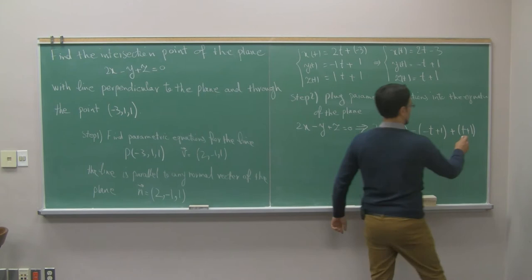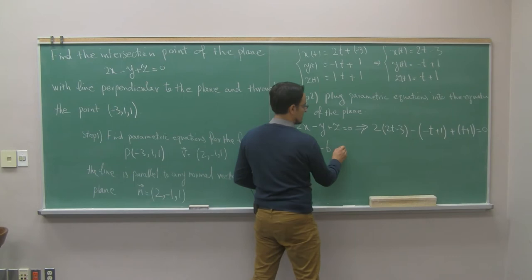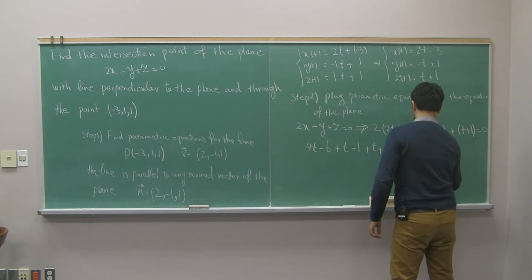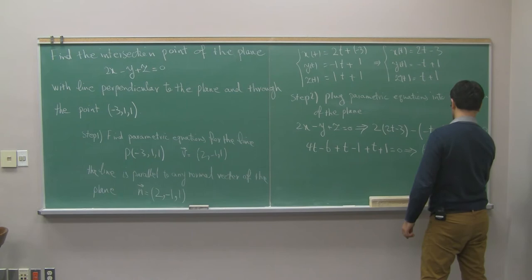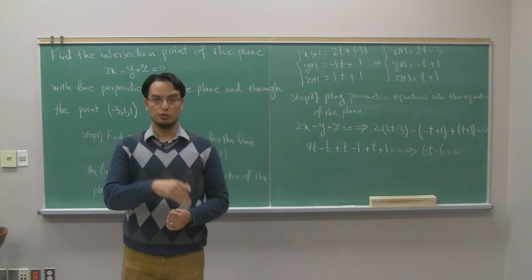Okay, let's simplify this equation. I have 4t minus 6 plus t minus 1 plus t plus 1 equals 0. 4t, t, t, I have 6t, 6 times t, minus 6 minus 1 plus 1. These two cancel, so I have 6t minus 6 equals 0. I'm done with step 2. I plugged the parametric equations of the line into the equation of my plane.